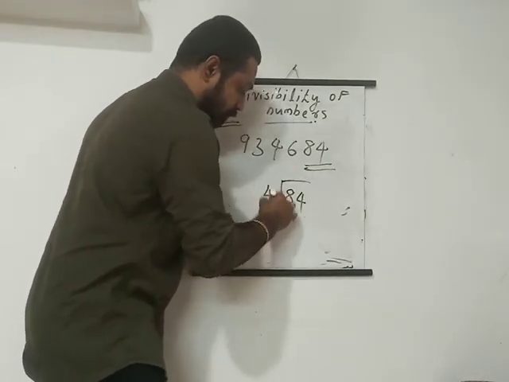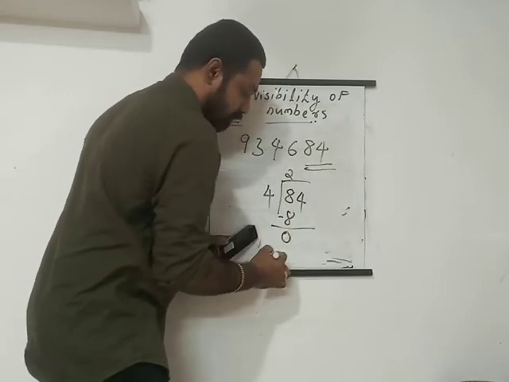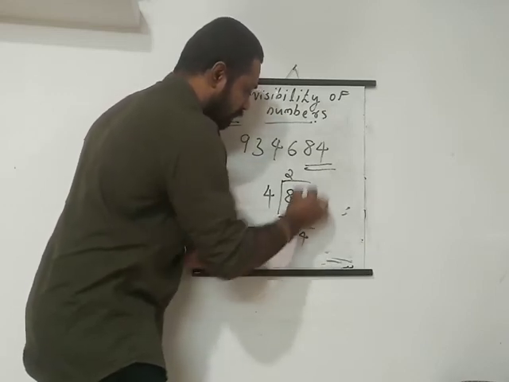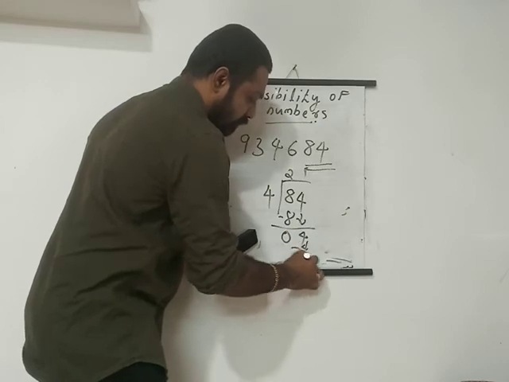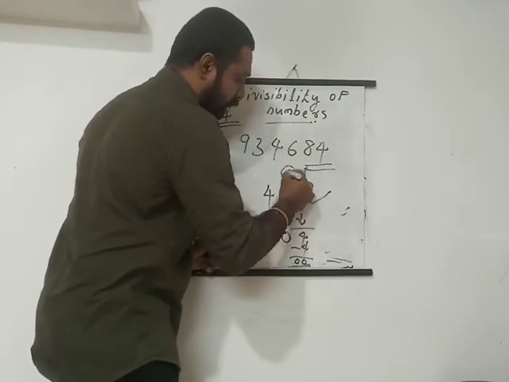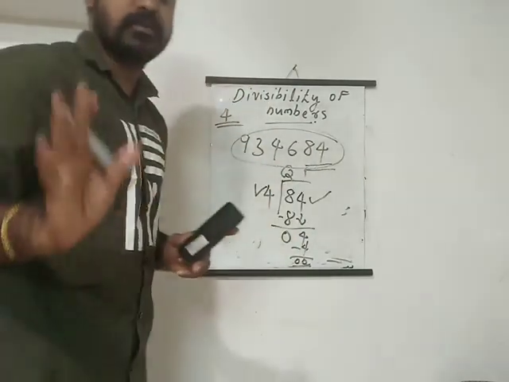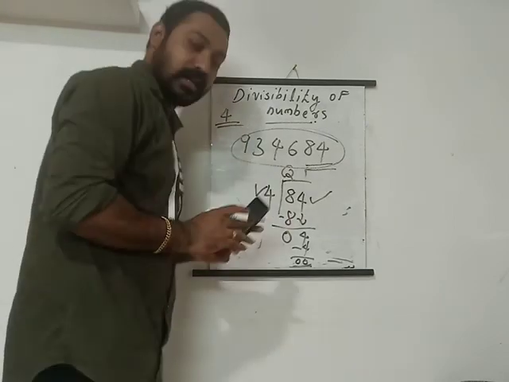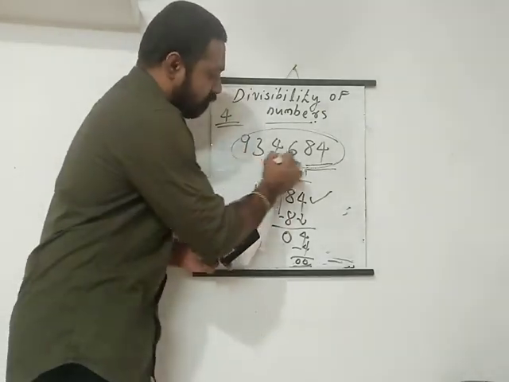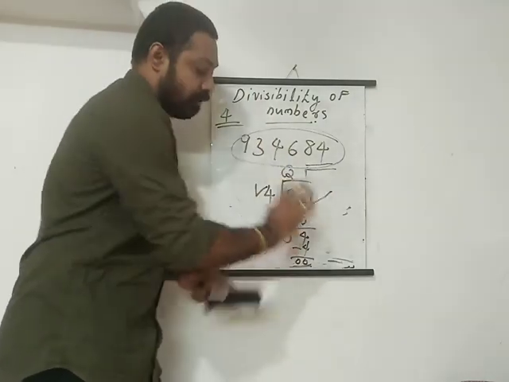2 4s are 8. Then subtract, you will get 4. You write 1 4 is 4. Then you will get a remainder of 0. That means this 84 is divisible by 4. That means this whole number must be divisible by 4. Very easy. Understand? You can write that 934,684 is divisible by 4. When you divide also, you will get 0 as the remainder. That is the answer.